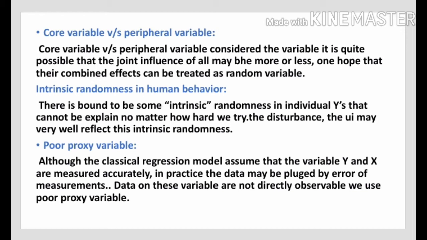Poor proxy variable. Although the classical regression model assumes that the variables y and x are measured accurately, in practice the data may be plagued by errors of measurement. Data on these variables are not directly observable, or we use a poor proxy variable.